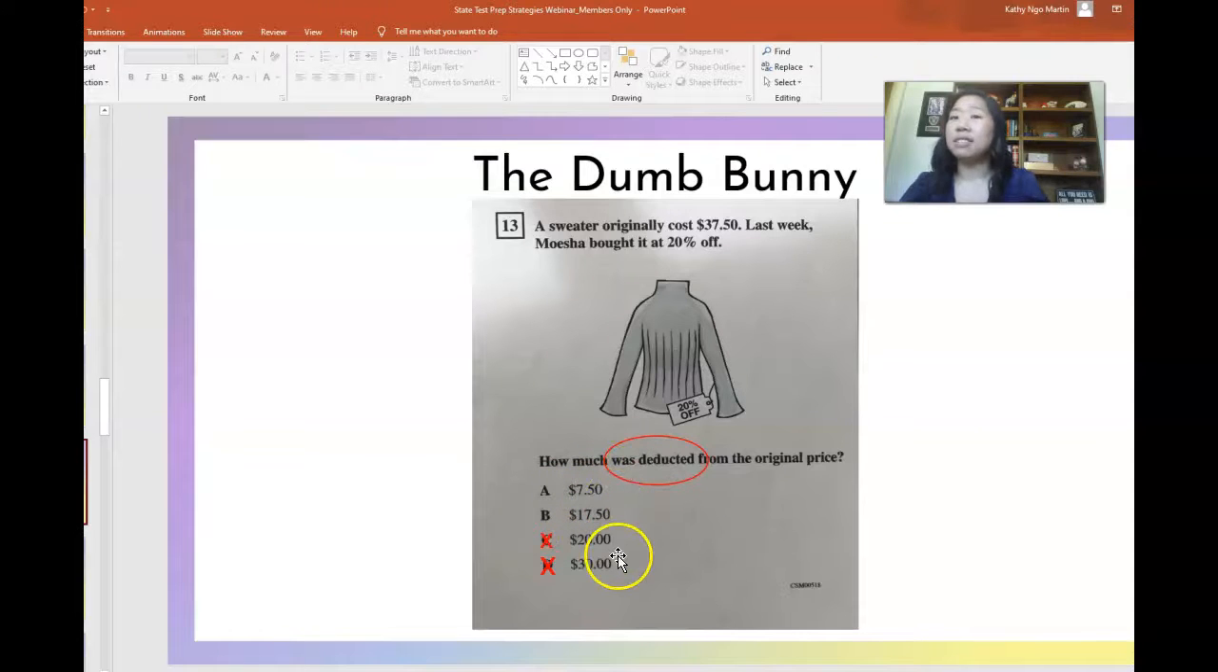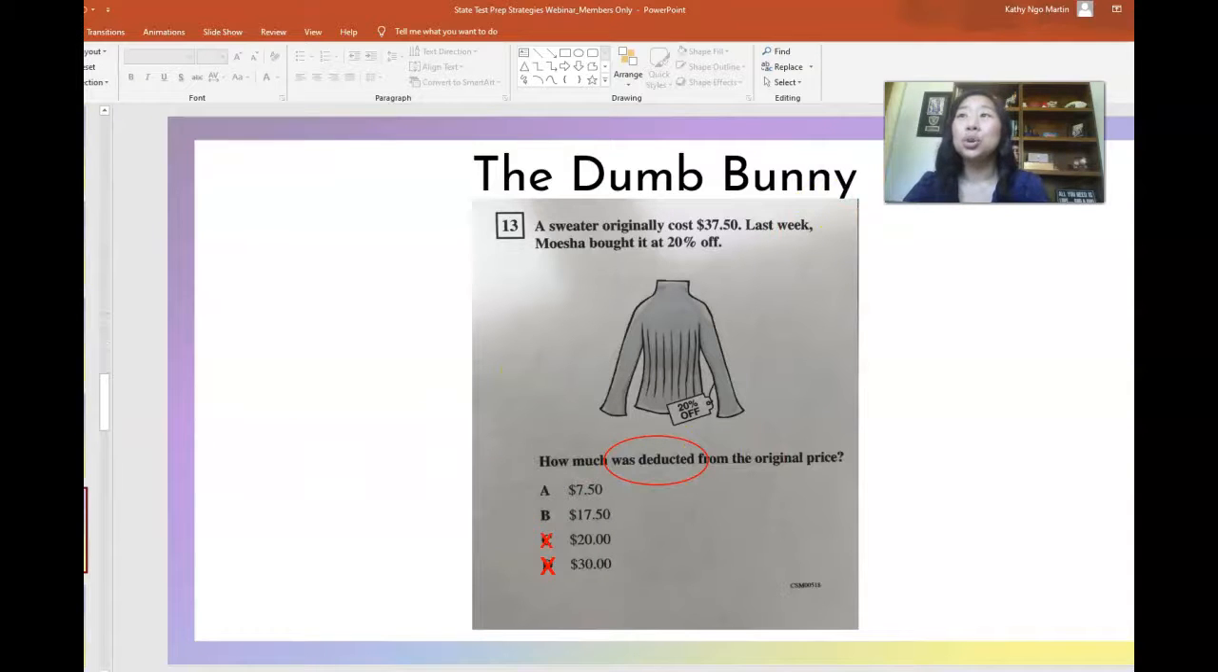Maybe. $17.50? Maybe. What about $20? $20 seems like a lot. $20 is not the same as 20%. And I think that's probably what they're trying to get me to do. So, okay, I'm going to erase that. 20% is definitely not $30 of 37. That's way too much. That's like more than half, right? So, okay, that's definitely not it. Okay, so I'm eliminating these dumb bunnies.